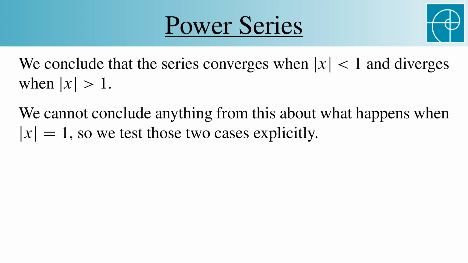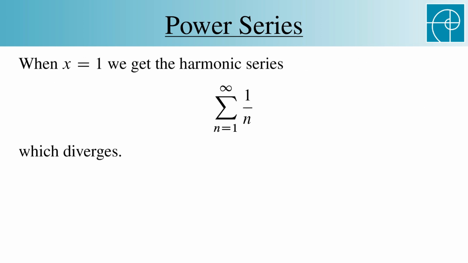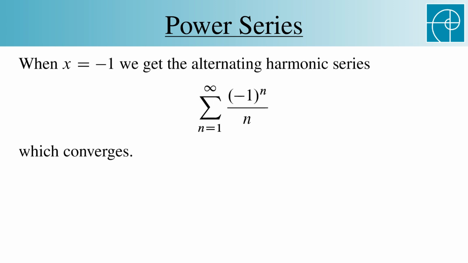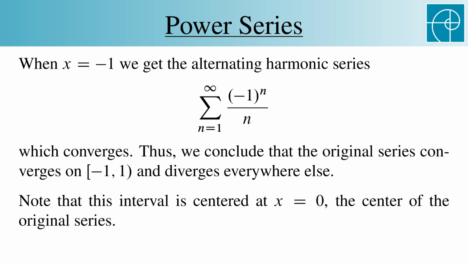We can't conclude anything from this about what happens when the absolute value of x equals 1, so we test those two cases explicitly. When x equals 1, we get the harmonic series, which diverges. When x equals -1, we get the alternating harmonic series, which converges. We conclude that the series converges on the half-open interval from -1 to 1, and diverges everywhere else. Note that this interval is centered at 0, the center of the original series.